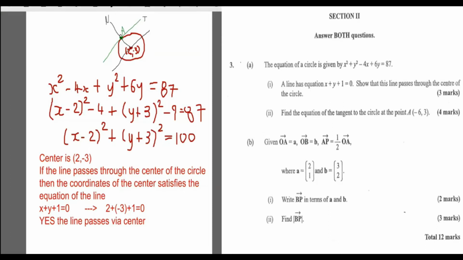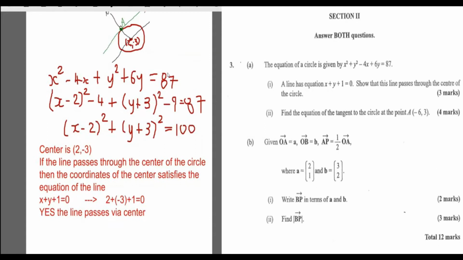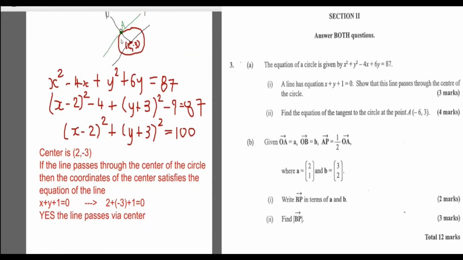First we need to find the gradient of the normal. The gradient of the normal is going to be equal to the y value at A, which is 3, y2 minus y1, where y1 is -3, so it's 3 minus -3, over x2 minus x1, which is -6.